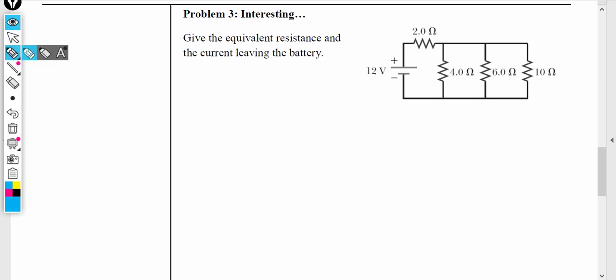Problem 3, we're starting to look at more believable problems in real life. So here we have a mess going on, right? If we were to follow the current out of this battery, we don't have to make a choice about whether to cross the 2 ohm resistor or not. So that's not the issue here. The issue is when I get to this point, I have a choice to make.